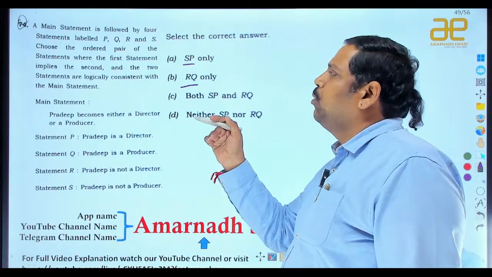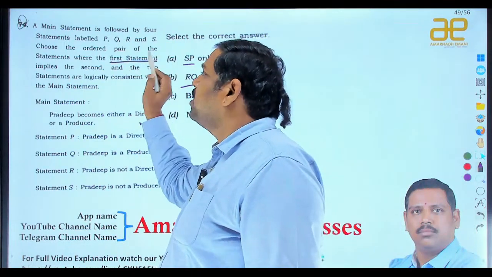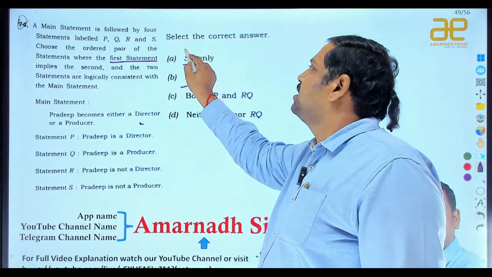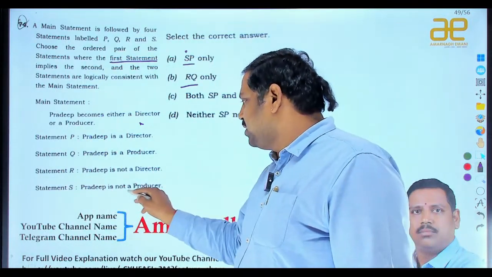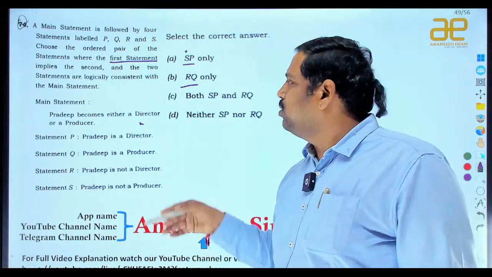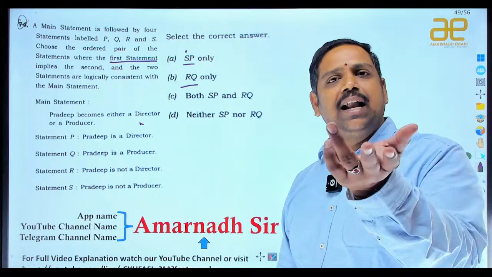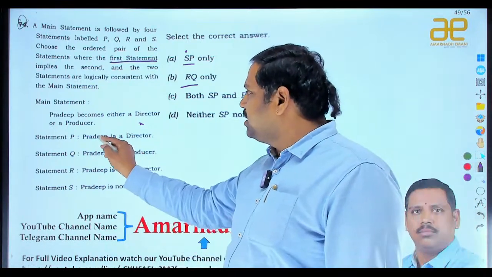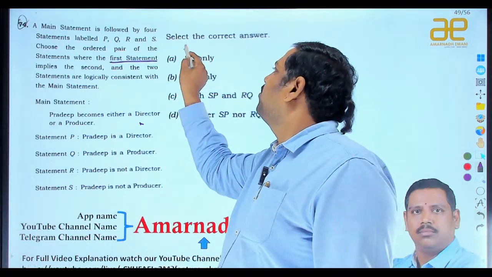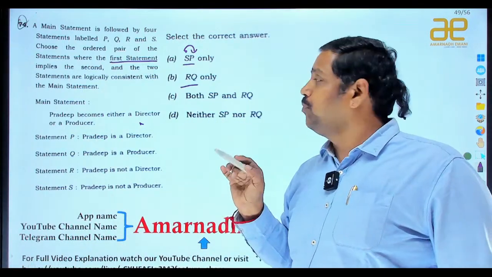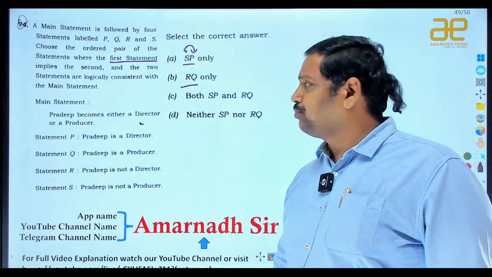What he said about this statement, sir? First statement implies the second. What's the first statement here? S. What is meant by S? Pradeep is not a producer. Sir, I know that he is either a producer or a director. He is not a producer. That means that he is a director. Okay, he is a director means P I can derive. Okay, from the first one I can derive the second one. Yes. So SP should be included.